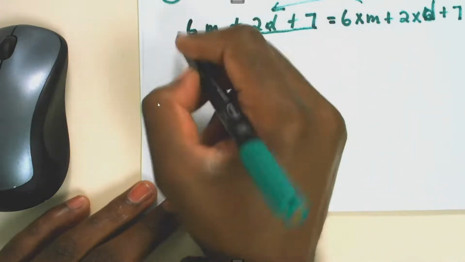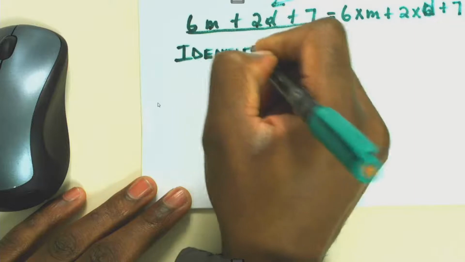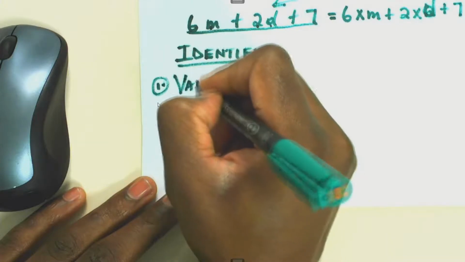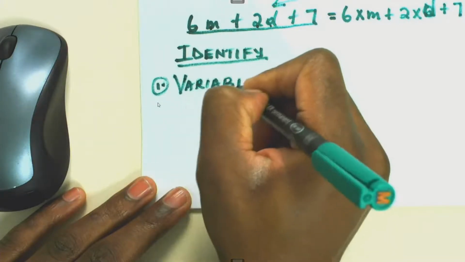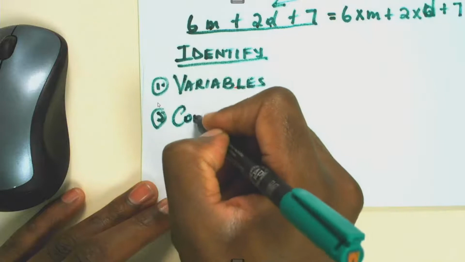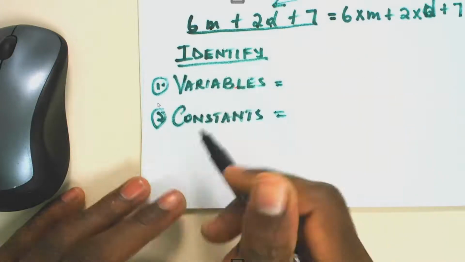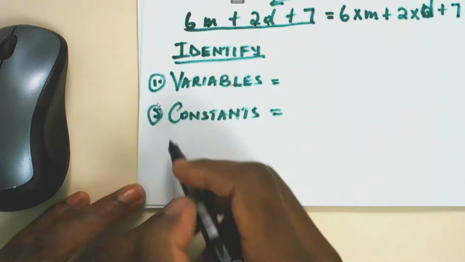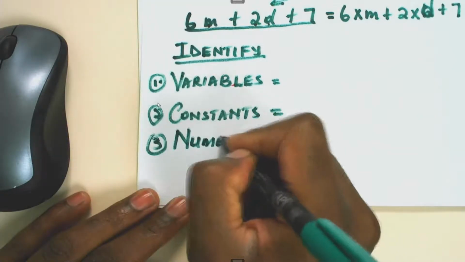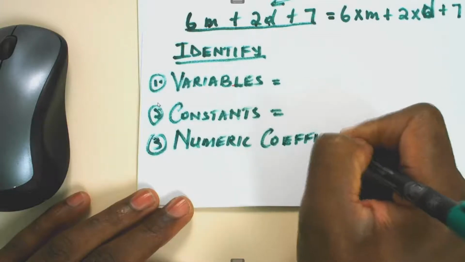So let us begin. Let us also identify. So our task again is to identify, number 1, variable or variables in this expression. Number 2, constant or constants in this expression. Number 3, numeric coefficient.